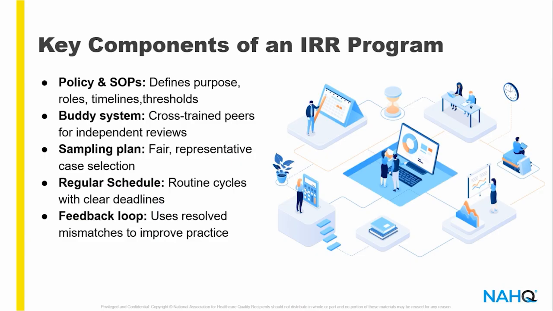Next is establishing a regular schedule. Monthly is common, though some measures with lower volumes may be better suited to quarterly IRR. Whatever interval you choose, we recommend setting clear timelines at each stage and then tie the schedule to your deadlines so IRR informs case corrections before the data is used internally and especially before it's transmitted externally. Finally, a feedback loop. IRR results shouldn't just be tallied and filed away. We have to use them to drive improvement. That includes individual feedback where a reviewer misses something and providing team updates when patterns emerge. The feedback loop is what turns IRR findings into learning and process change.